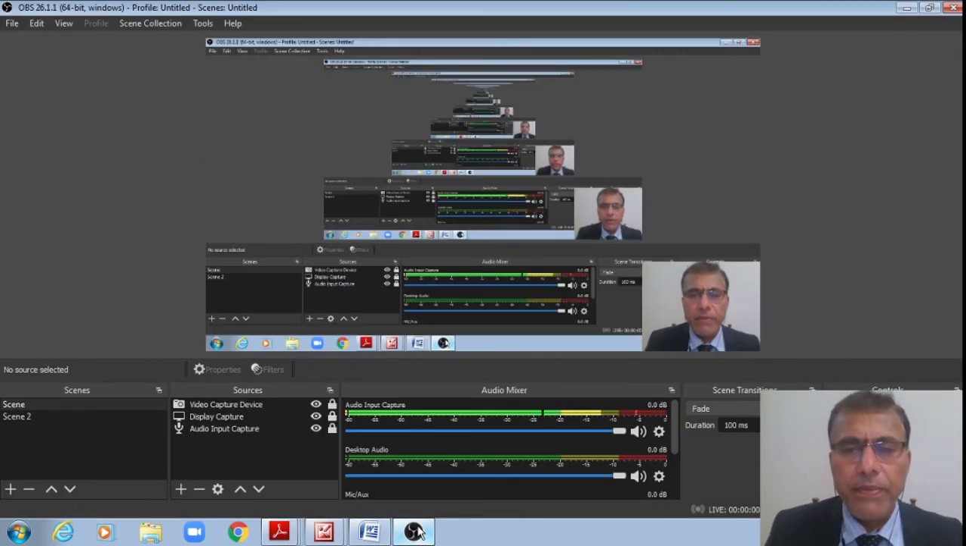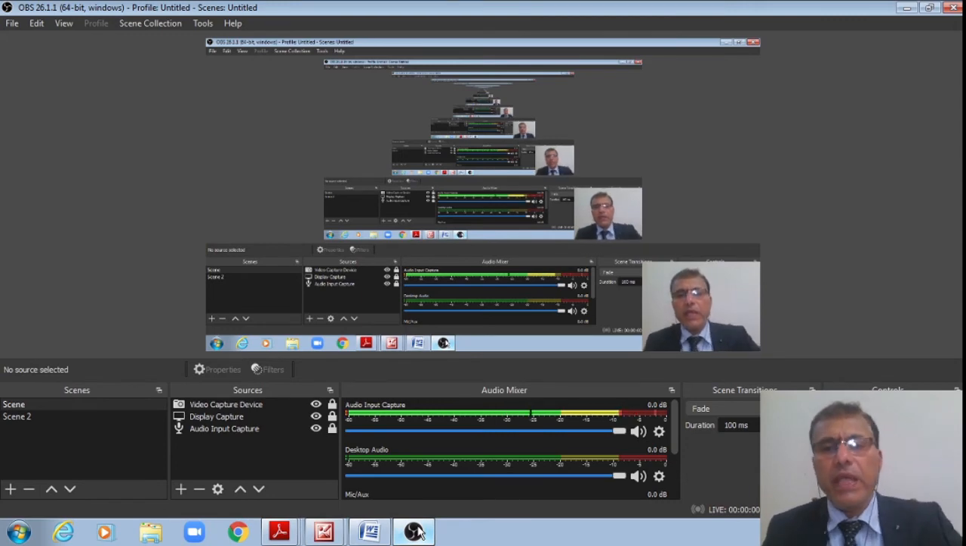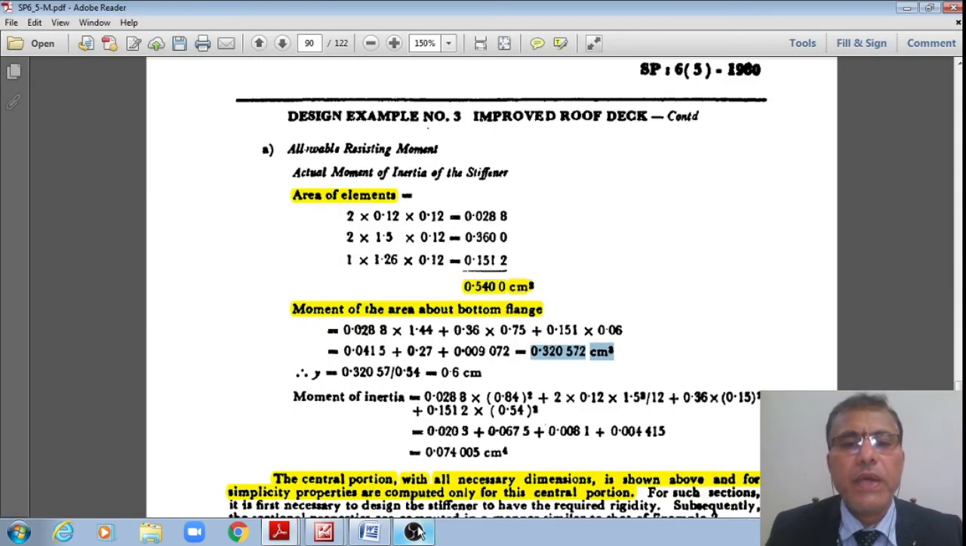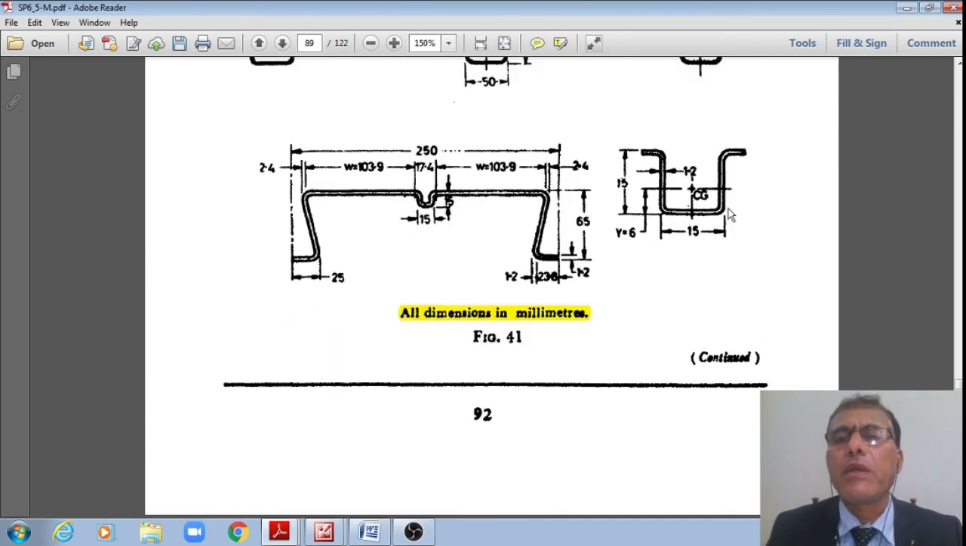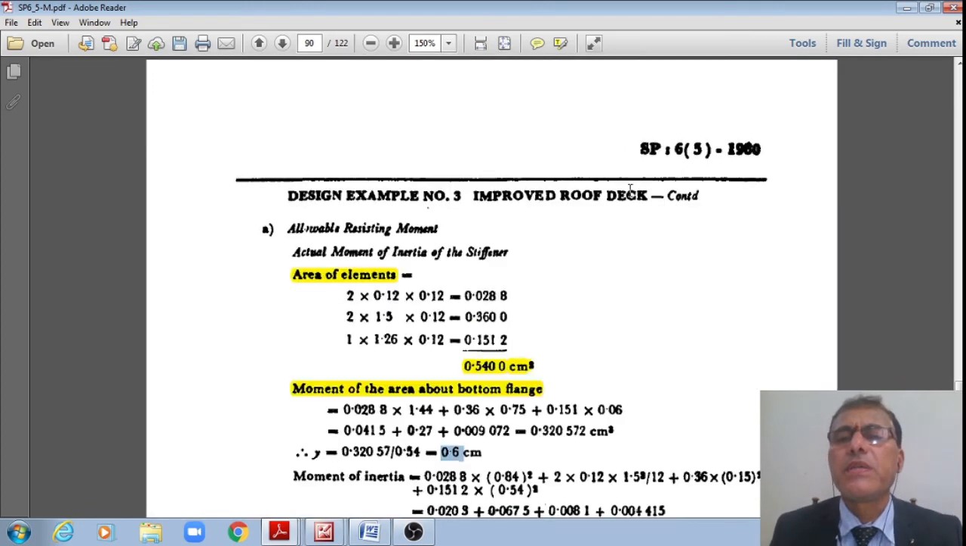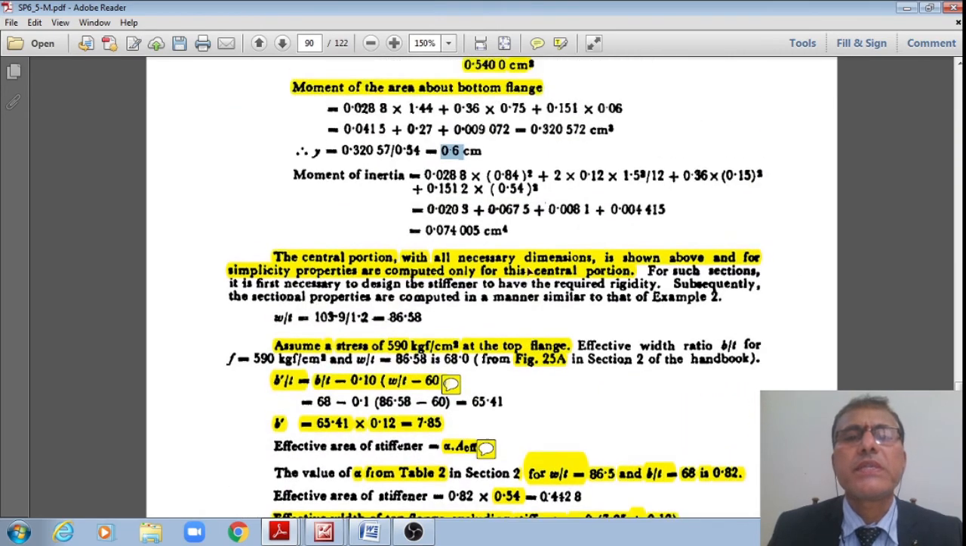Now once I get this, I'll calculate where the CG is. Therefore the CG is given by the summation of AiYi divided by the summation of Ai. Substituting which, I'll get 0.32 divided by 0.54, approximately 0.6 centimeter. Therefore the CG from the bottom fiber of this stiffener is at 0.6 cm or 6 mm, whereas the total depth of this is equal to 15. Therefore I have calculated the CG of this stiffener at a distance of 0.6 or 6 mm, right? Hence the moment of inertia.